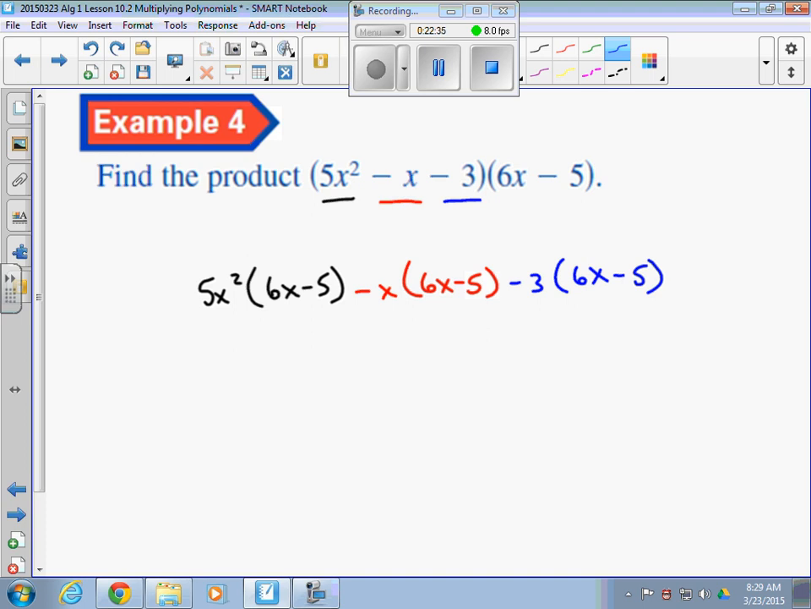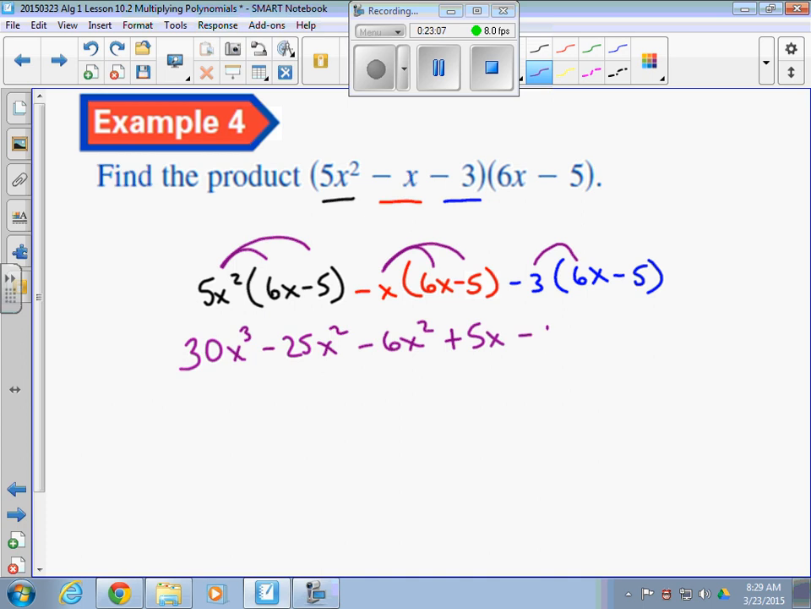Okay, after you separate it, distribute each of those things as three separate problems, if you will. 5x squared times 6x is going to be 30x to the third. 5x squared times negative 5 is negative 25x squared. Negative x times 6x is negative 6x squared. Negative x times negative 5: a negative times a negative is a positive 5x. Negative 3 times 6x is negative 18x. Negative 3 times negative 5: a negative times a negative is a positive 15.